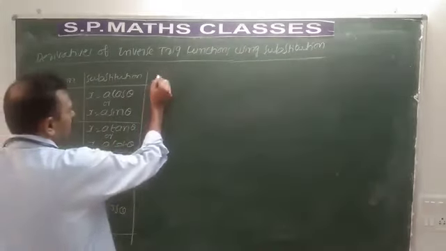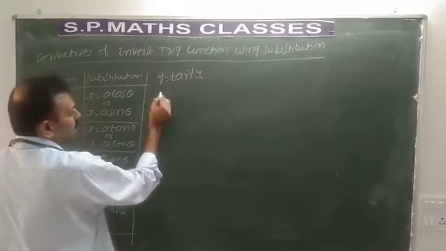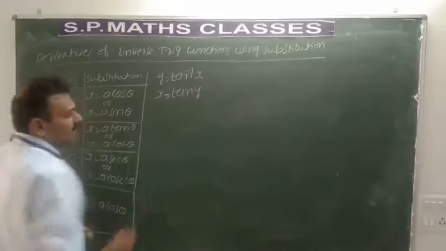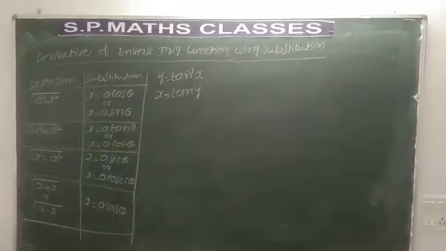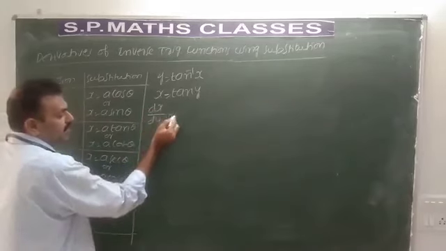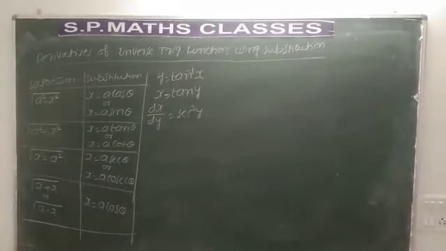Let us take y is equal to tan inverse x. What is x equal to? You get x is tan y. Find the derivative with respect to y, dx by dy. What is the derivative of tan y? You get secant squared y.